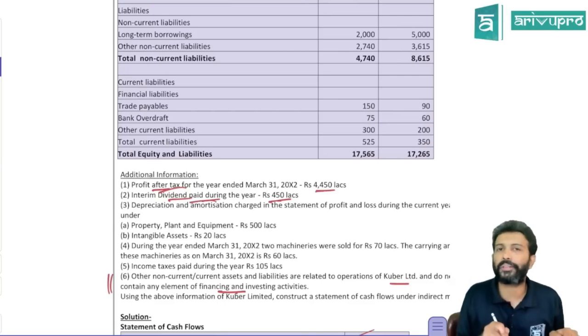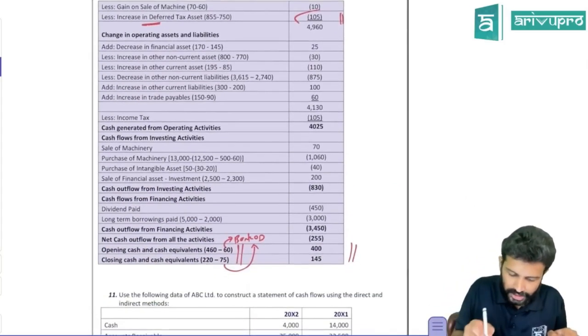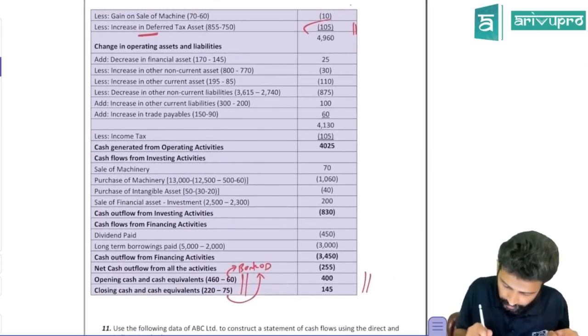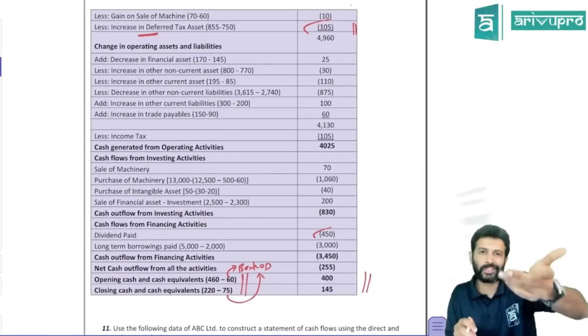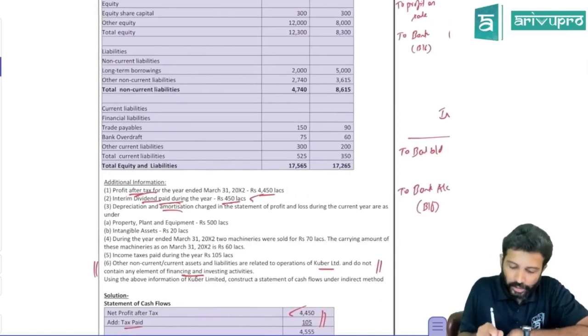But you have paid the interim dividend. So dividend paid is a financing activity. So 450 lakhs should be reduced from financing activity. Check, have they done that? Where is this financing activity? Dividend paid 450. If it's an inflow, plus; outflow, minus. So done that. Next, depreciation and amortization charge.